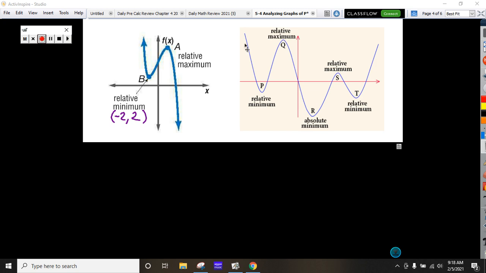That's a relative maximum because again, this graph doesn't have arrows, but we always assume that they're going off in the distance forever. So this part of the graph is higher than it, so that's a relative maximum.